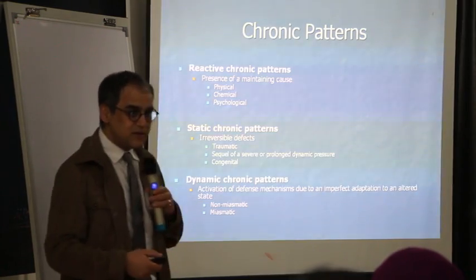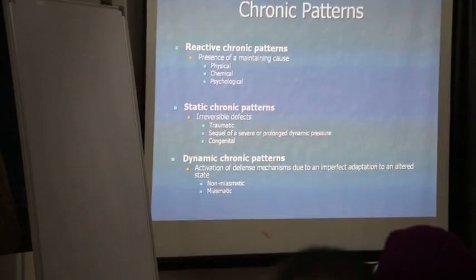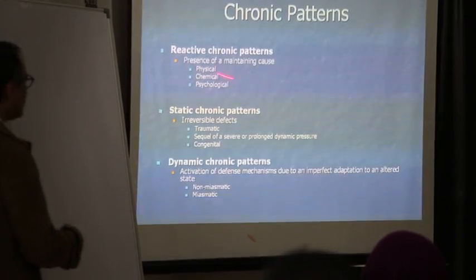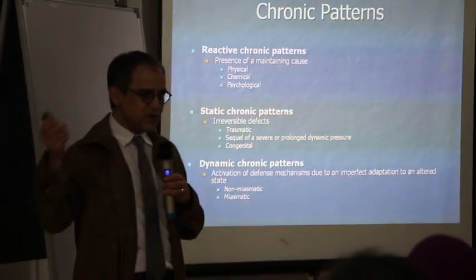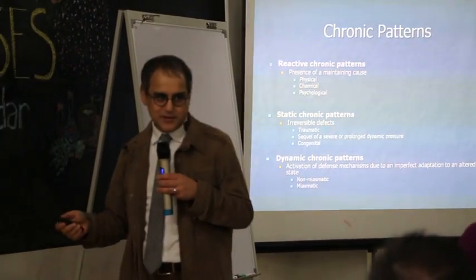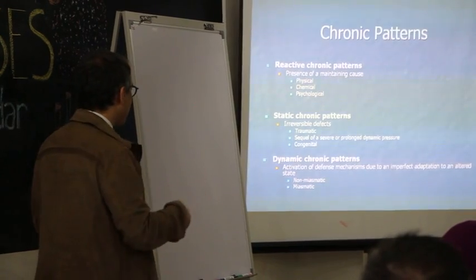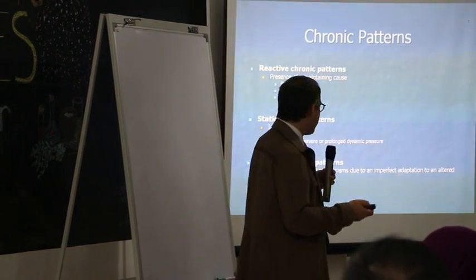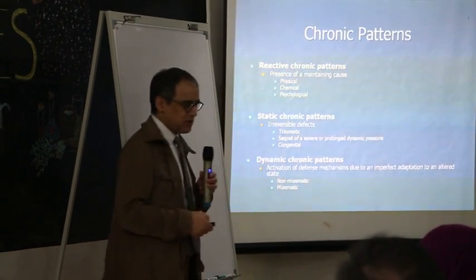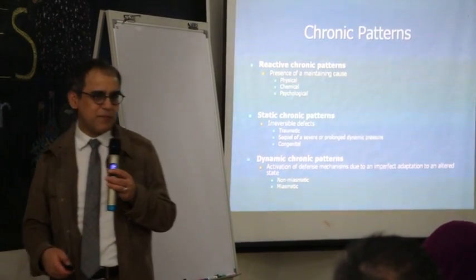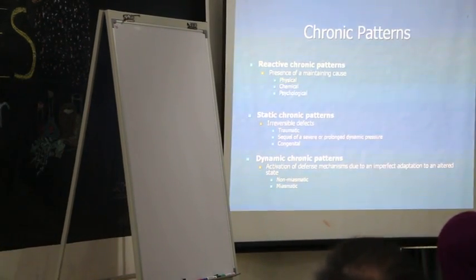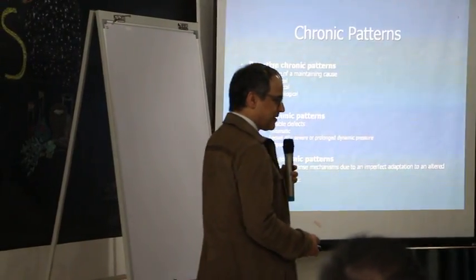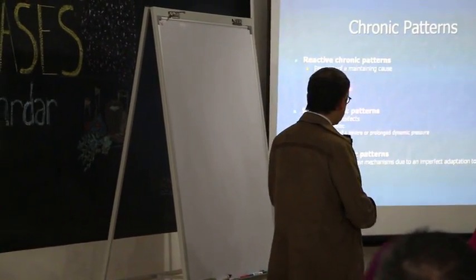Reactive chronic patterns are those that have maintaining causes. There is a presence of a maintaining cause, a factor in the environment that affects the patient, affects the person. They can be physical or chemical or psychological. For example, a person suffering from bad position, bad ergonomics, bad position while sitting at the desk, long hours of sitting. This is a physical maintaining cause.